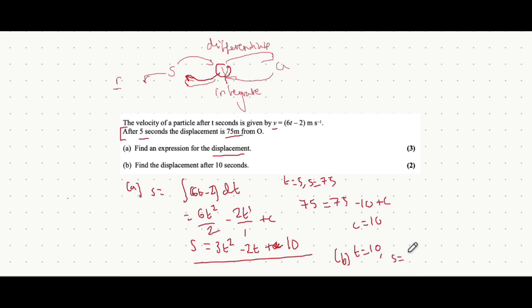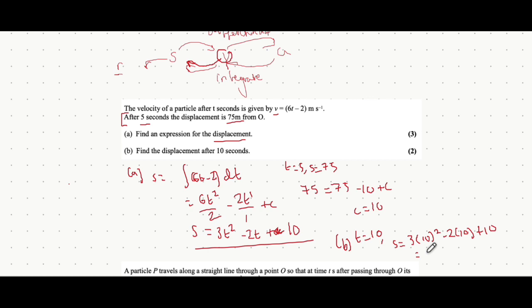In that case, s is equal to, I would show the working out, so 3 lots of 10 squared minus 2 lots of 10 plus 10. 10 squared is 100. 100 times 3 is 300. Minus 20 plus 10, and that's equal to 290 meters. That's everything for that part of the question.